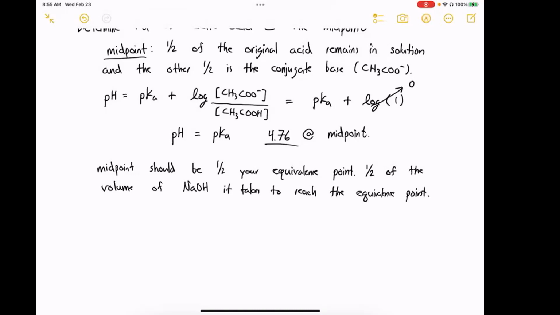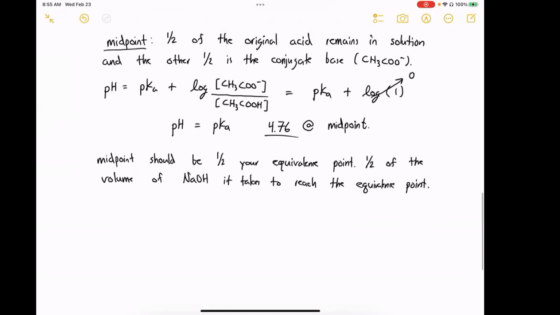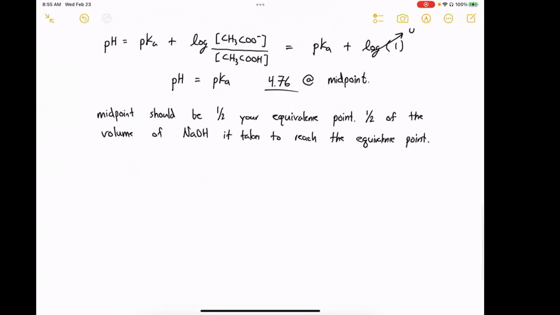So you want to take your value determined from the graph and divide it by 2. So let's say mine is around 5.5 mL or 5.45 mL. Okay, so we will determine the pH of the solution at the midpoint. So let's say 5.45 mL of sodium hydroxide is my midpoint.